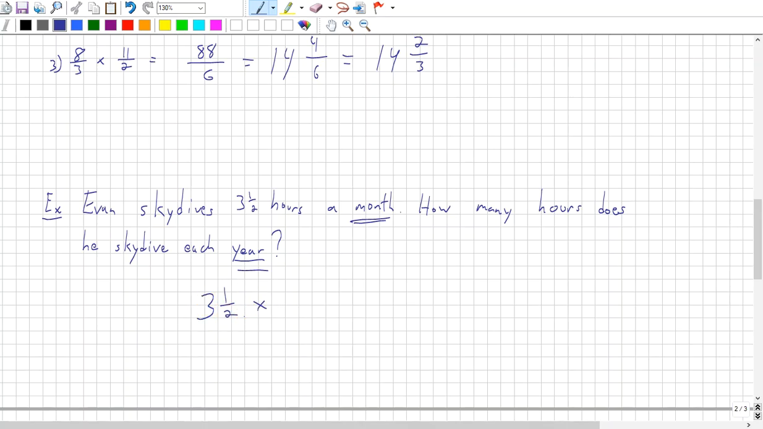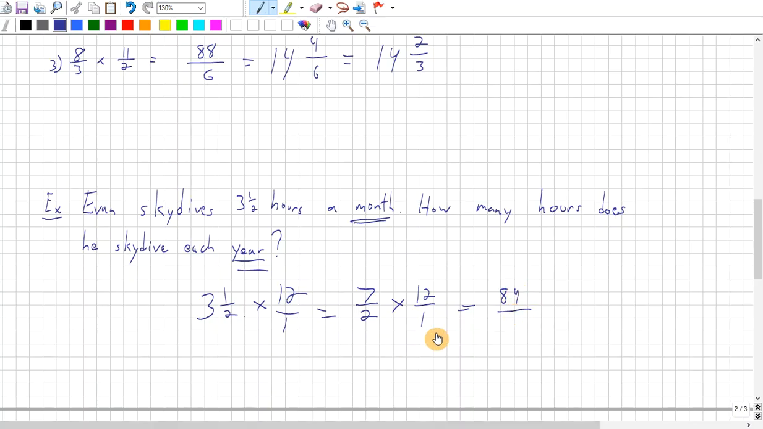I need to multiply that by what? How many months are in a year? Well, you should know that there's 12. And because it's a whole number, of course, we're going to have to put that over 1. We're also going to have to convert the 3.5 into an improper fraction. So 3 times 2 is 6, plus 1 is 7, over 2, times 12 over 1. So 7 times 12 is, of course, 84.